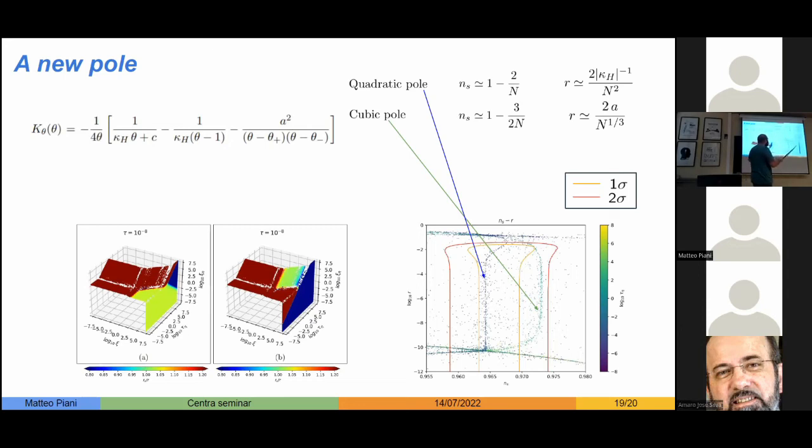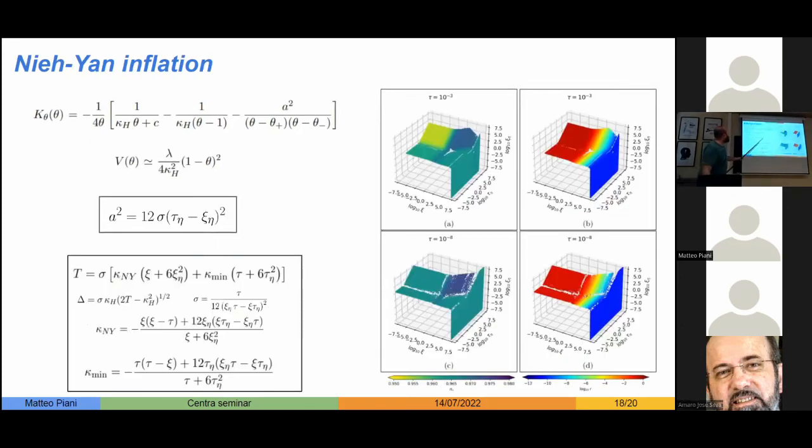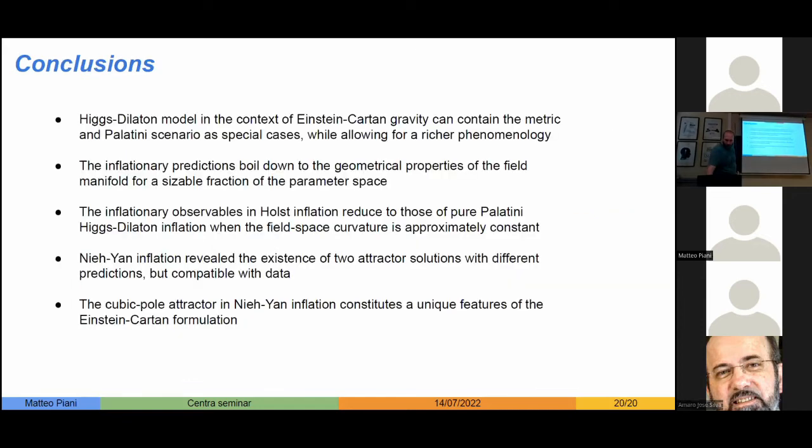And in terms of parameters, what is discriminating between these two attractors is the value of the Dilaton coupling. And this is clear also from these plots, for example, when you increase the coupling. So the cubic attractor would be like, imagine moving in a trajectory like this, and the quadratic one in a trajectory like this one.